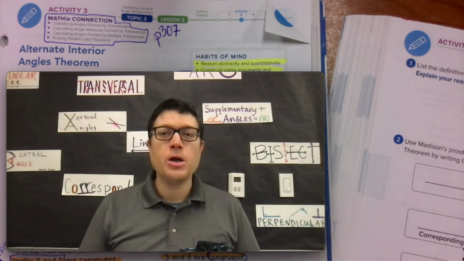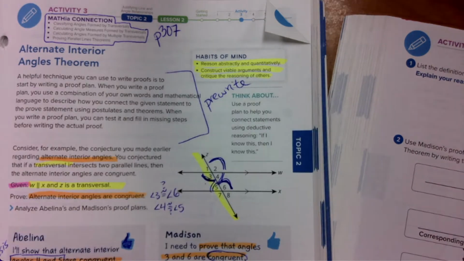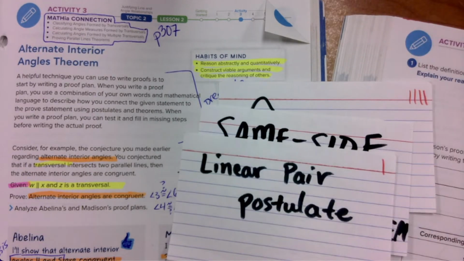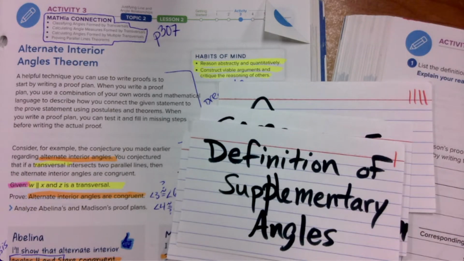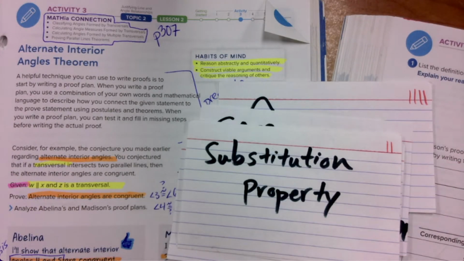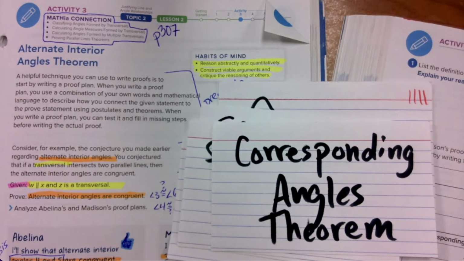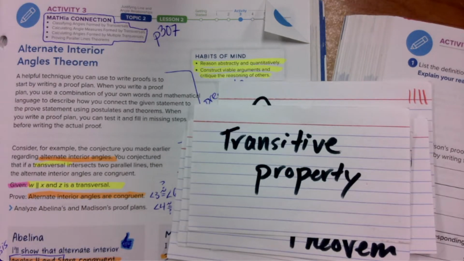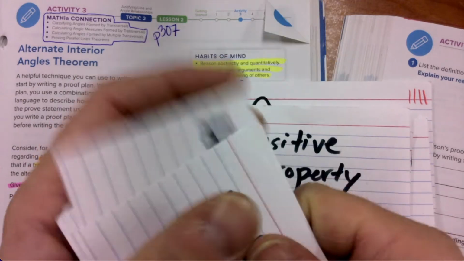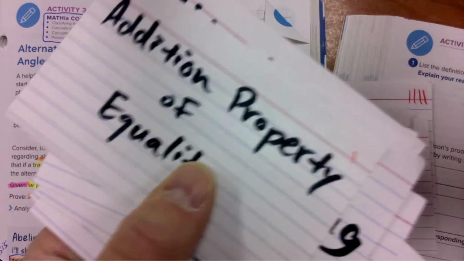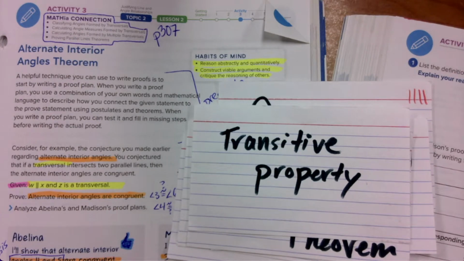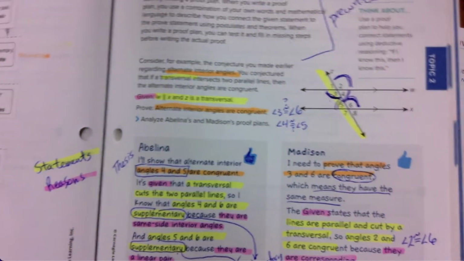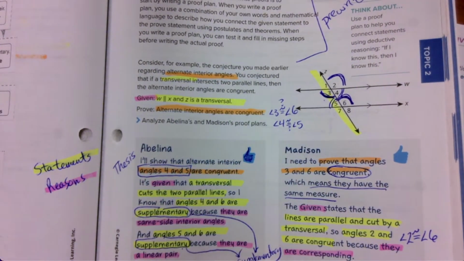So specifically, have access to your given card, same side interior angles, linear pair, definition of supplementary angles, substitution property, corresponding angles theorem, vertical angle theorem, and transitive property. The other note cards that we've been making along the way are good. They're part of the different things you need to know for geometry, like the reflexive property. However, for this video and for page 308, we're specifically trying to match the reasons that Abellina and Madison use in their paragraph proofs.